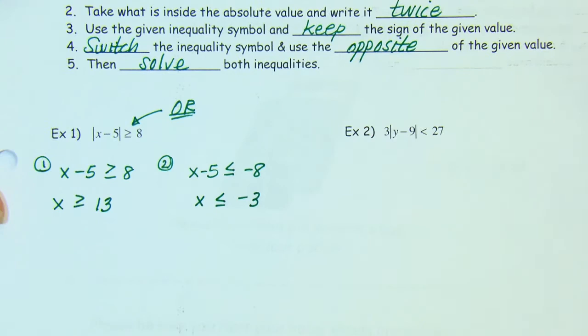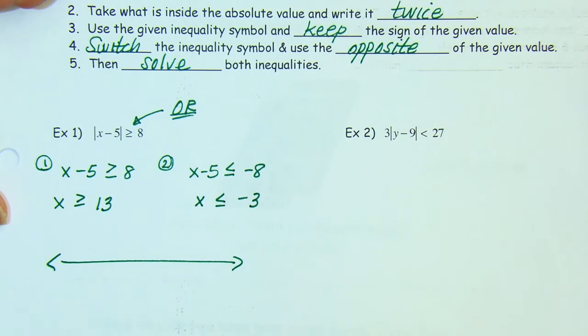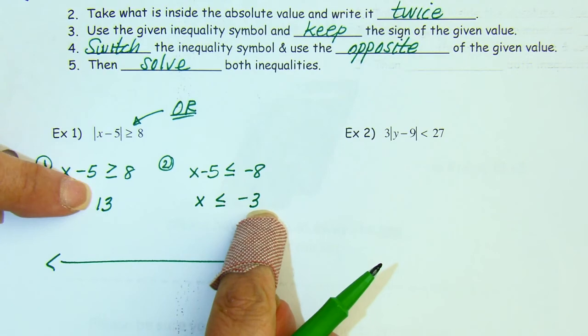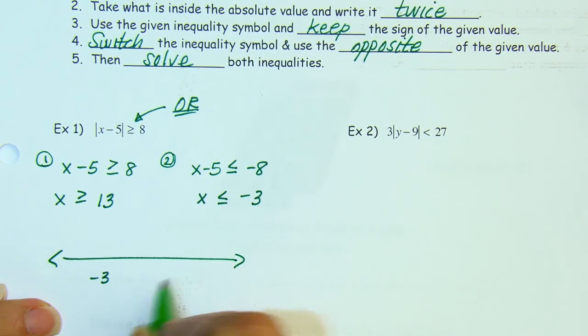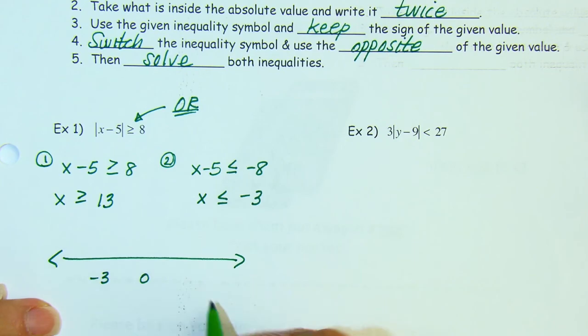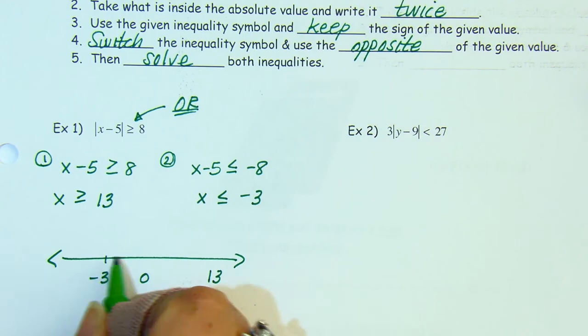Now I'm going to draw my number line. I need a negative 3 on the number line and a positive 13. Those are my boundaries. So I'm going to put negative 3 here. We always like to show 0 on the number line. And I'm going to put positive 13 over here.